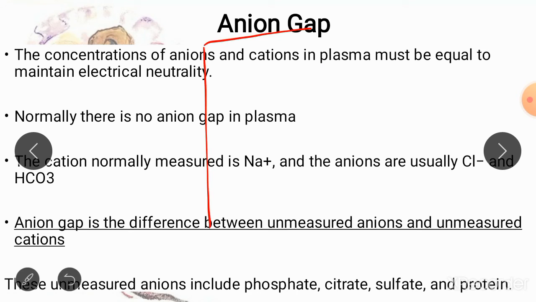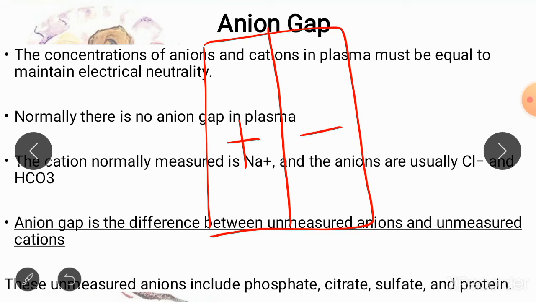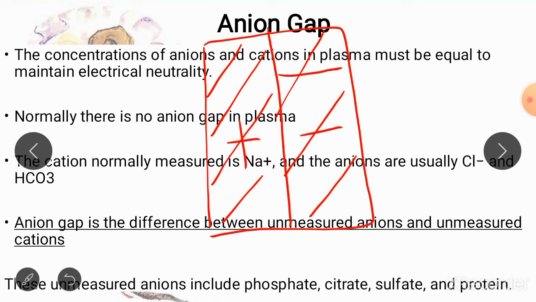What does this mean? Suppose if we divide your ions into two halves, on one side we have positive ions and on the other side we have negative ions, your positive ions and your negative ions should be exactly equal, and there should be no reduction in your negative ions in a healthy individual. But if there is any reduction in negative ions as compared to positive ions, this is known as anion gap, and in a normal healthy person no anion gap is present, but in some cases such as metabolic acidosis there can be an anion gap.